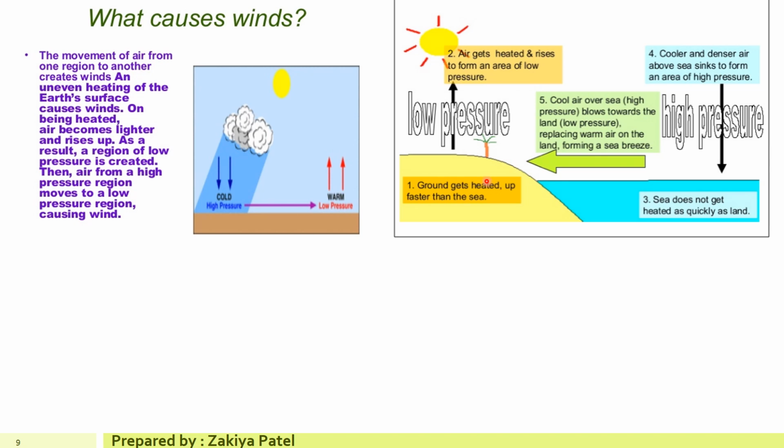Ground will heat up quickly. So the air which is present above the ground gets heated and rises to form an area of low pressure. The air above the ground heats up quickly, and where does the warm air go? Up. It rises up and creates low pressure. Now what happened at the sea level? The sea does not get heated as quickly as land. Sea means water level. The way land heats up quickly, water does not. So what happens? Cooler and denser air above the sea sinks to form an area of high pressure.